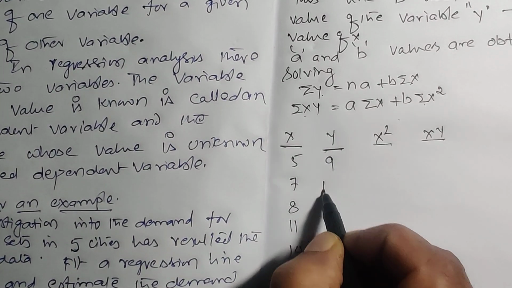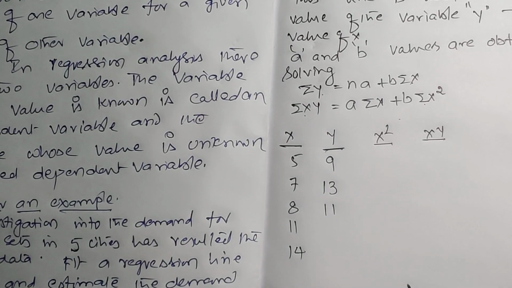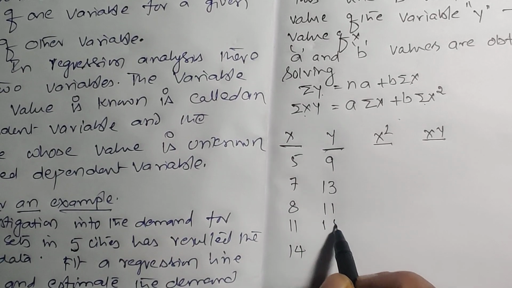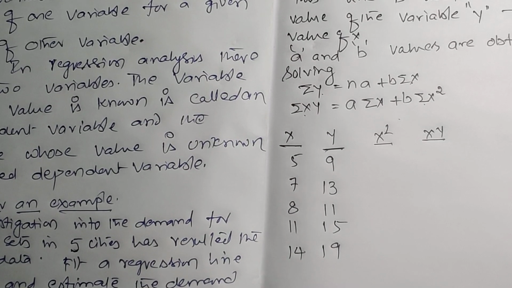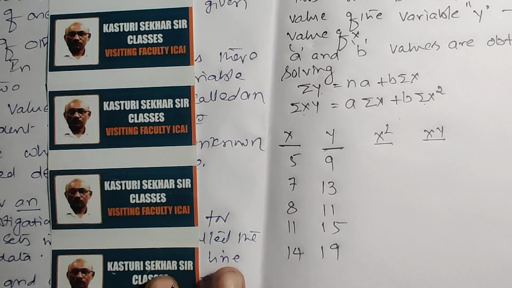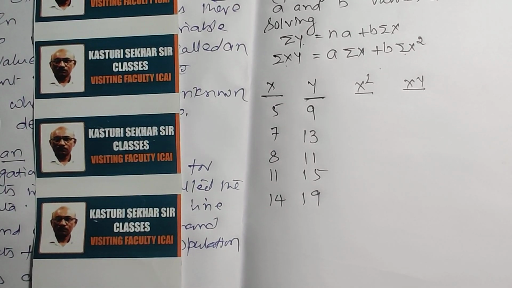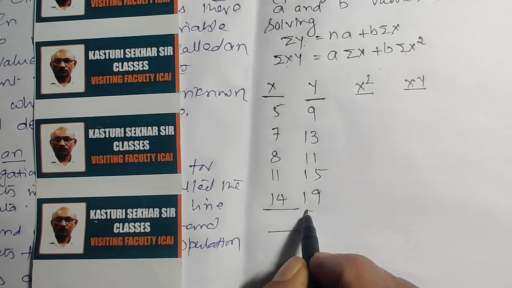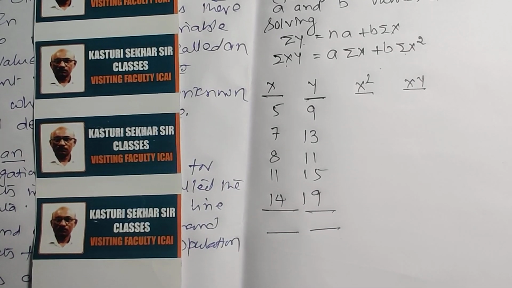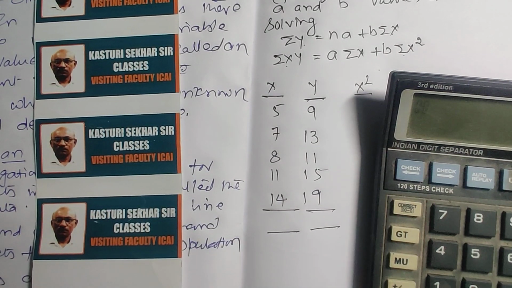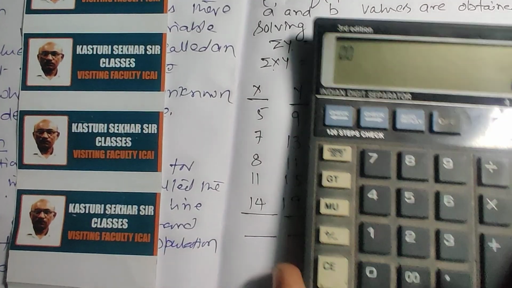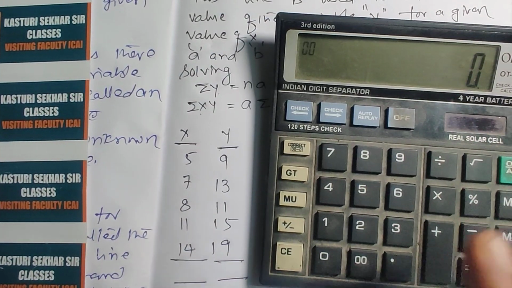9, 13, 11, 15 and 19. This way X values and Y values are written. Get the total of these X values, X total and Y total.